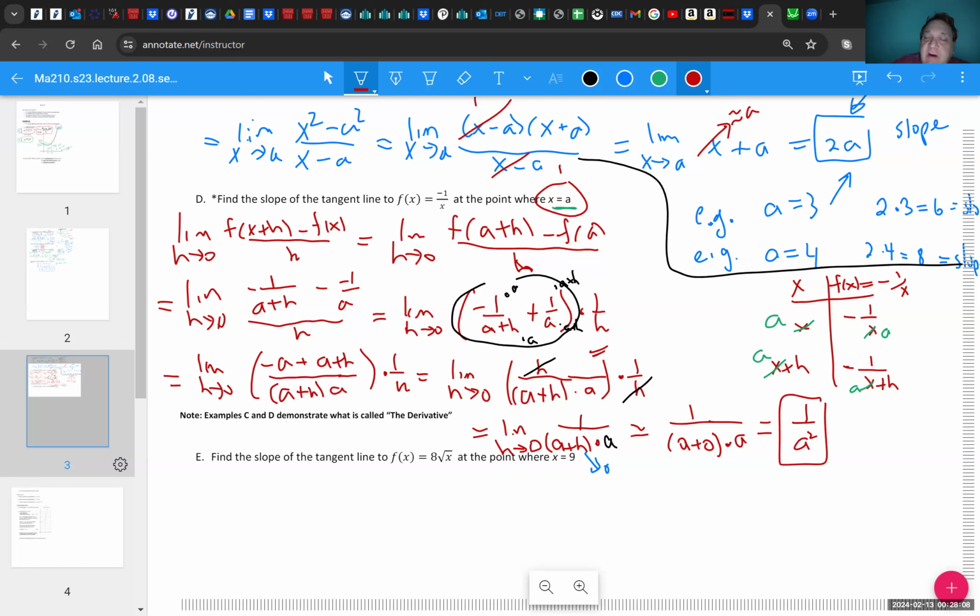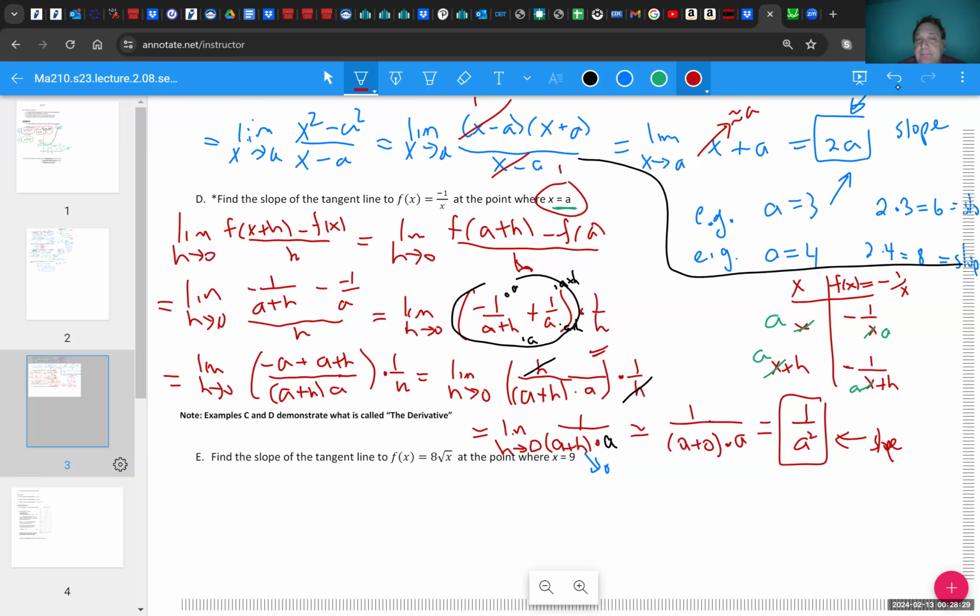So that right there is the slope of the tangent line at any particular point x equals a. So if I'm looking at the point where x equals 3, the slope would be 1 over 3 squared, 1 over 9. So that's the generic formula for the slope of the tangent line at a point, whatever x equals a.